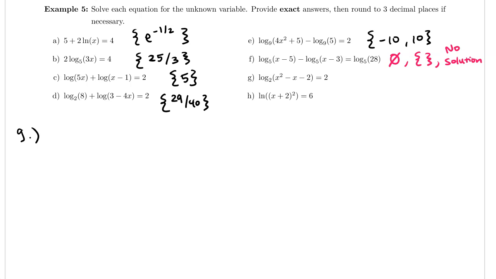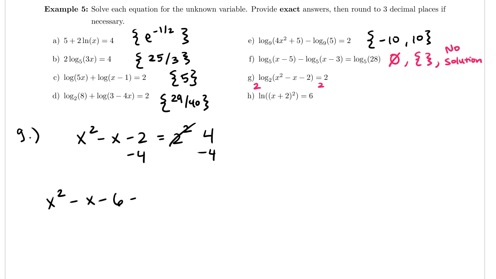All right, for part G, we have log base 2 of (x squared minus x minus 2) equals 2. And I'm going to put a 2 here and a 2 here. So that's going to get rid of the logarithm for us. And we get x squared minus x minus 2 is equal to 2 squared, which is the same thing as 4. Now I'm going to subtract 4 on both sides. We'll get x squared minus x minus 6 is equal to 0. I'm going to factor this.